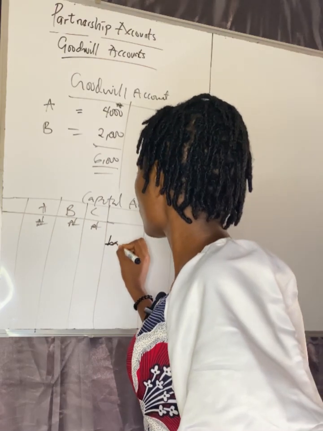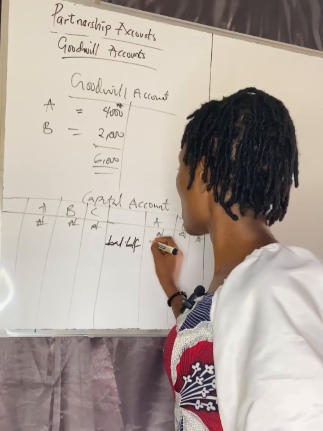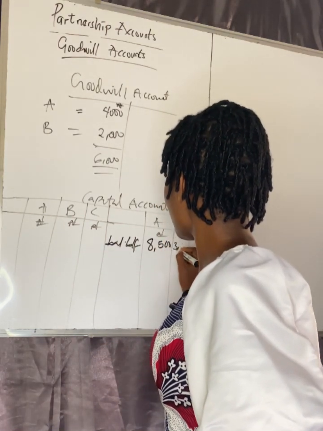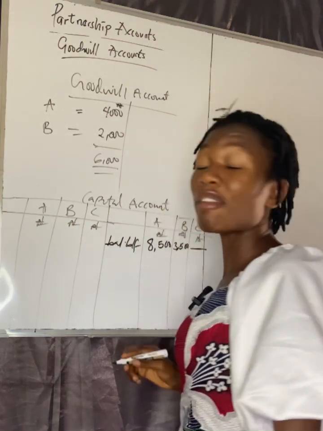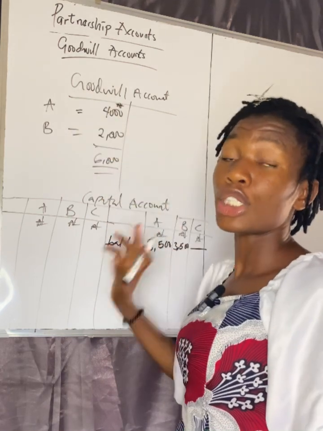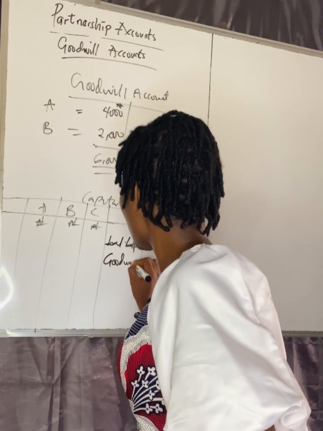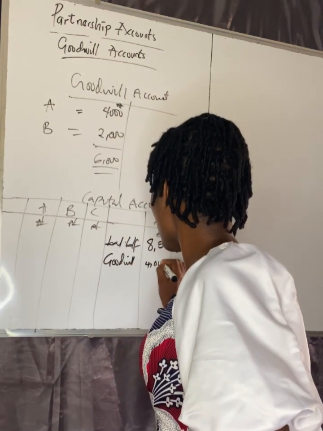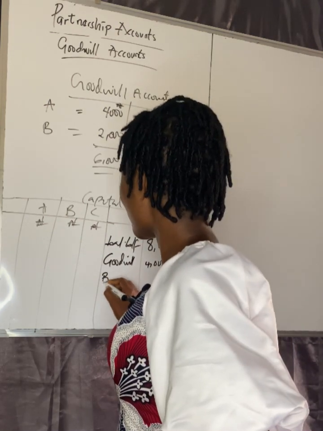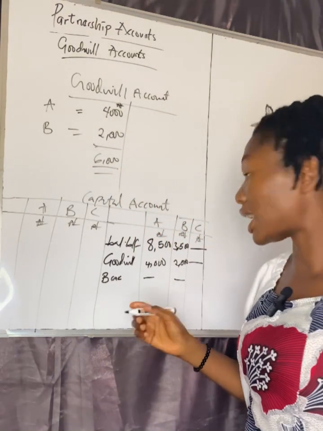For our balance brought forward, for those partners that were already there, for A we are having 8,500, and then for B we are having 3,500. C doesn't have a balance brought forward. And then like I said, the people that are going to be benefiting from this goodwill are just the old partners. So for goodwill that was calculated, we are having 4,000 for A and then 2,000 for B. Lastly, we have the capital that was introduced by C, taking note of that in the bank, which is 4,500 naira.